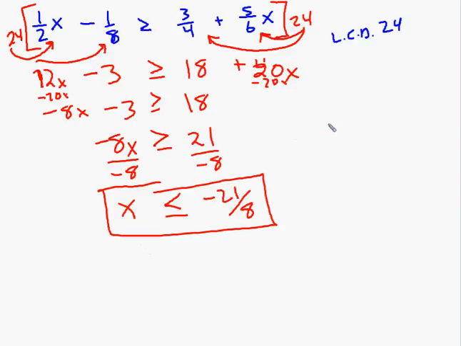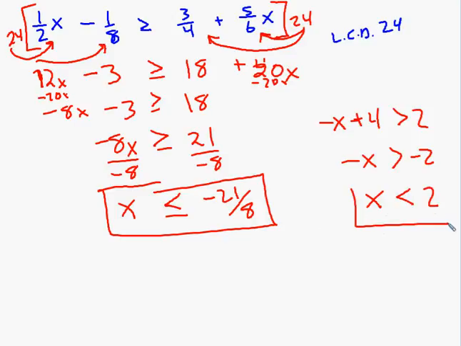Now, if for some reason we had something like negative x plus 4 is greater than 2, let's do that. What should we do? Subtract the 4. Okay, we get negative 2. Now what? Divide by the negatives. So I get x is less than 2. Okay, good. All right, so that pretty much wraps up that section. The solving is pretty much the same. So we are going to go on to compound inequalities.